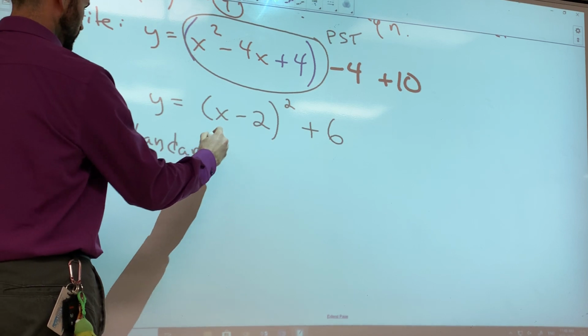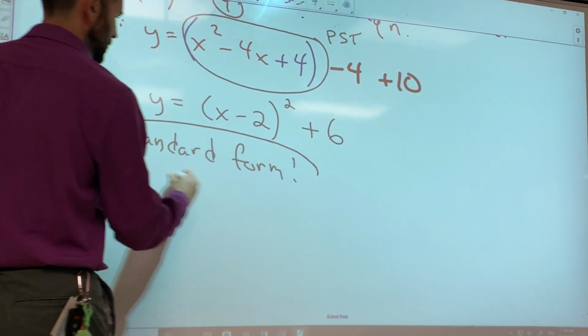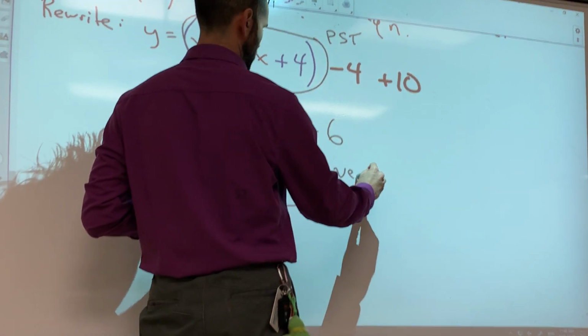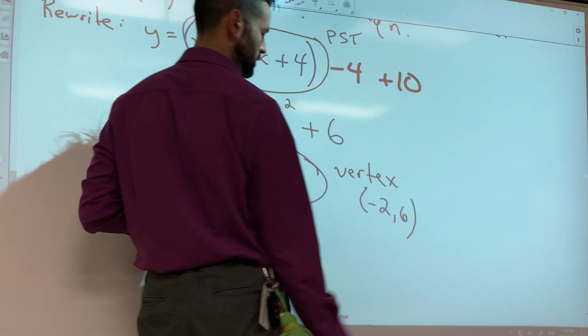So if you complete the square using that method, you'll always get something in standard form. And what's the useful thing about that? Well, now I know where my vertex is. My vertex is negative 2, 6.